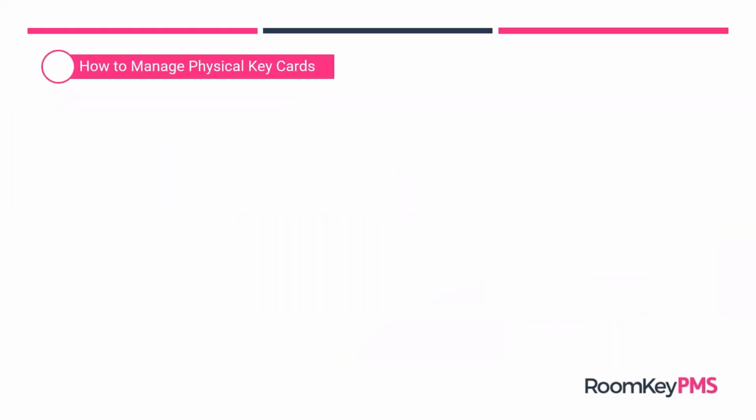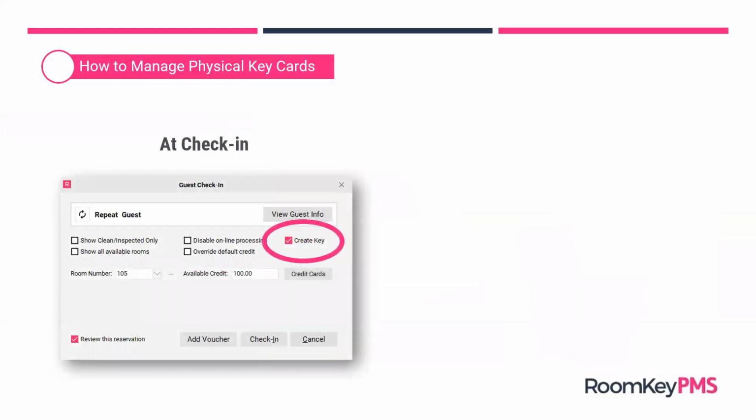So with the physical key cards, the guest would arrive at the front desk and the front desk team would perform the check-in just as normal. And during the check-in process, the front desk agent will notice that there's a checkbox in the top right-hand corner that says Create Key. So for physical key cards, you can start the programming process right at the time of check-in.